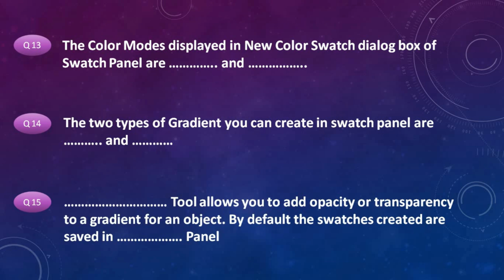The right answer for these questions: the color modes displayed in new color swatch dialog box of swatch panel are spot and process. The two types of gradient you can create in swatch panel are radial and linear. Gradient feather tool allows you to add opacity or transparency to a gradient for an object, and by default the swatches created are saved in swatches panel.